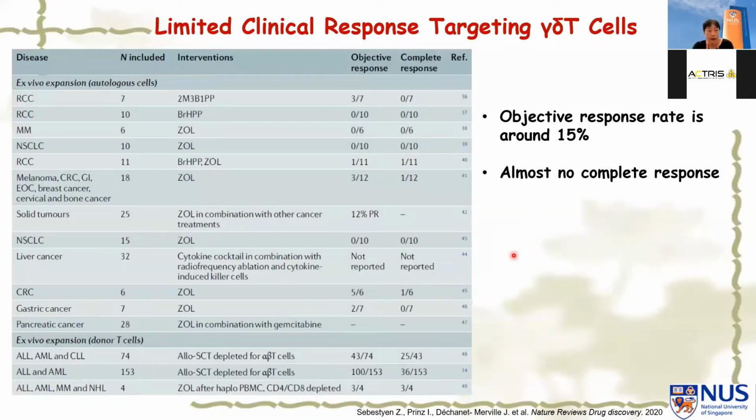So far, here are the clinical trials that have been targeting gamma delta T cells. And you can see that overall it's quite safe. The safety profile has been very good, but the objective response rate is only around 15%, and there's almost no complete response. So it's a bit disappointing at the moment, looking at gamma delta T cell adoptive therapy in cancer.